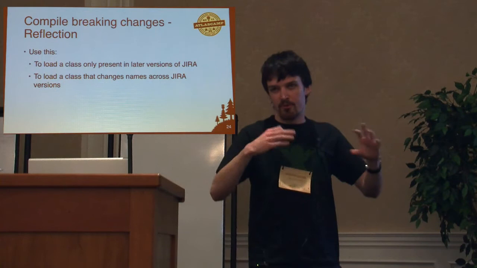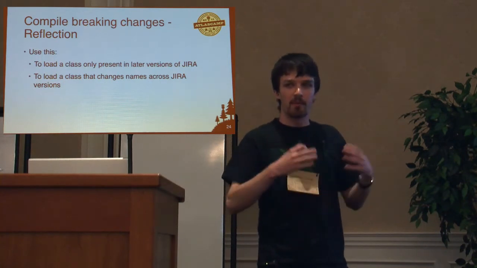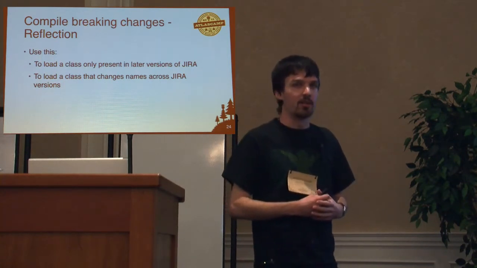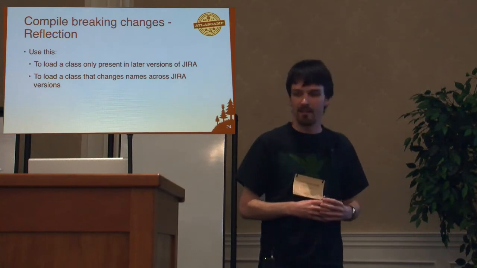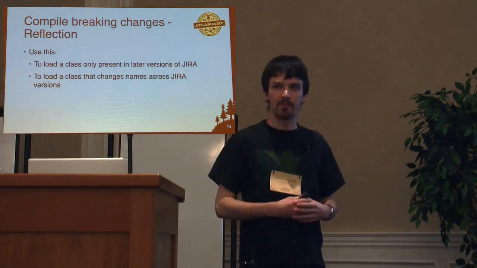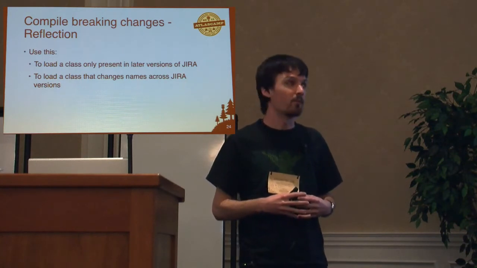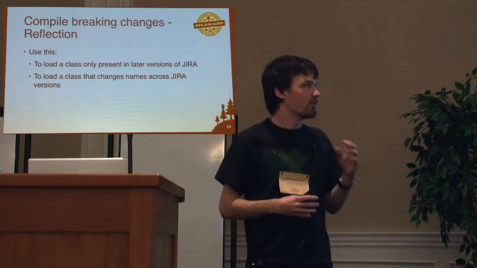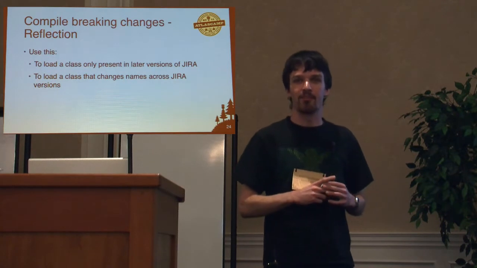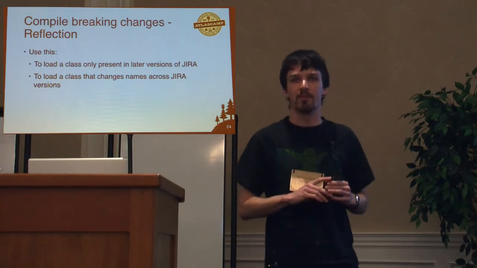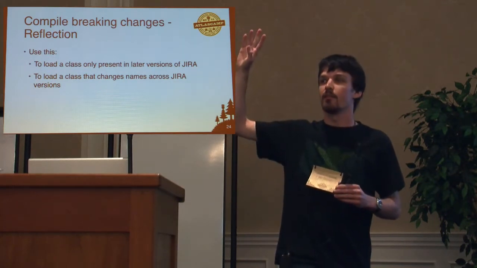So these are all small scale changes, but what about large scale changes to the Java APIs? One approach to dealing with large scale changes to the Java APIs, which will break your compile time, is to use reflection. So who here has used reflection in the past to be able to deal with these changes? A few people.